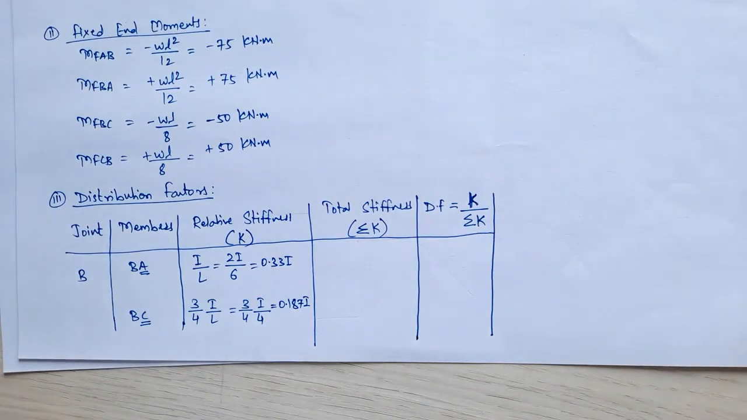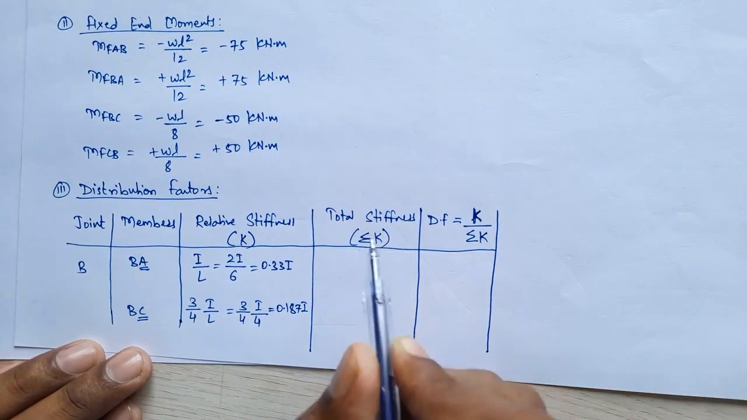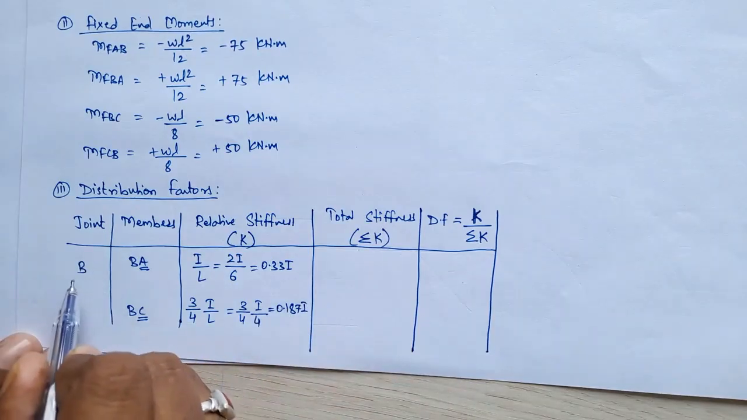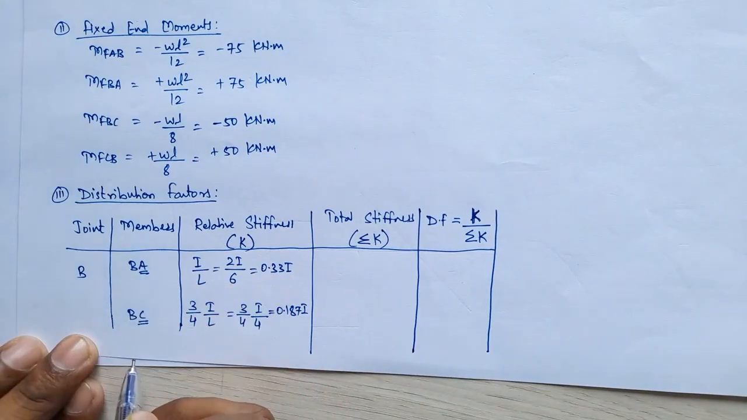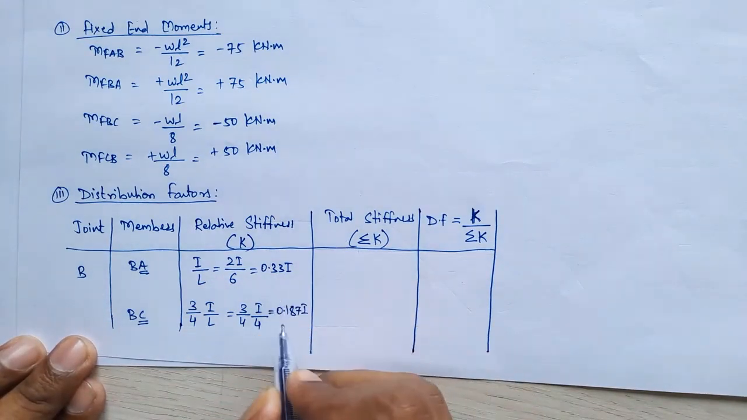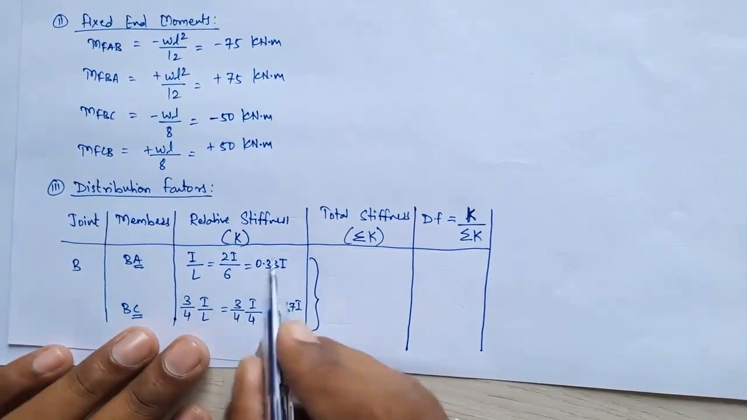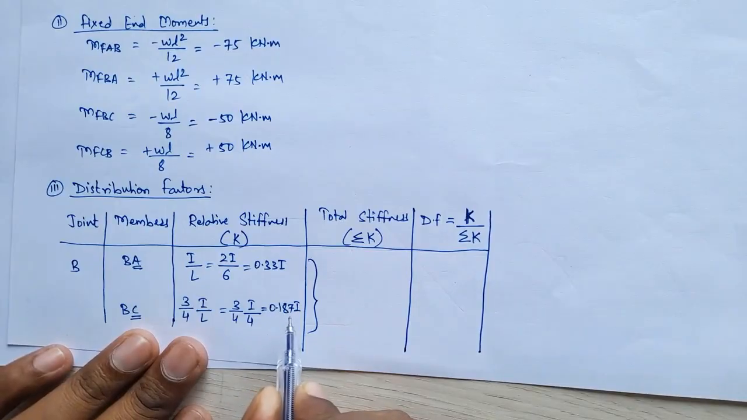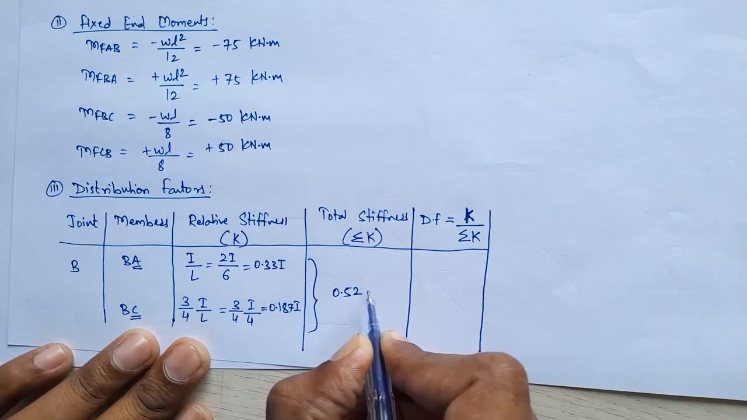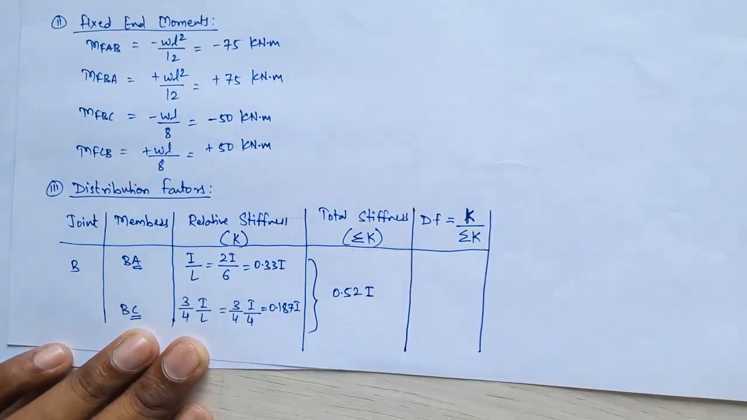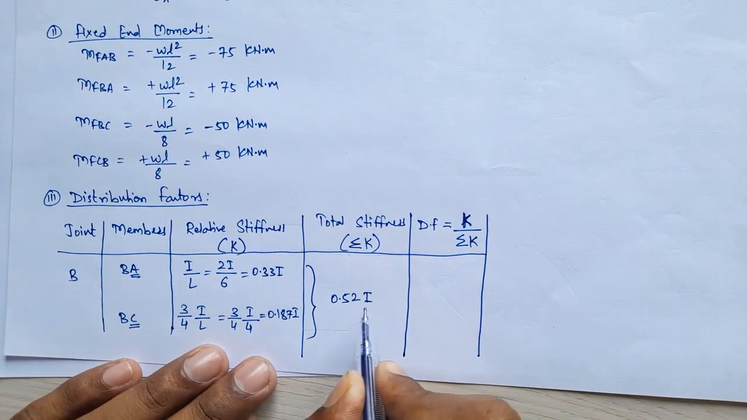Okay. Now then you have to calculate the total stiffness. Total stiffness is what? It is the stiffness or relative stiffness which is considered directly for the joint over there. So whatever number of members are meeting at this particular joint, you have to add all the relative stiffness to get the total stiffness. So addition of these two members, that is 0.33I and 0.187I, I get that equal to 0.52 of I over there. Okay, you try to check this. Approximately you will get 0.52 of I.